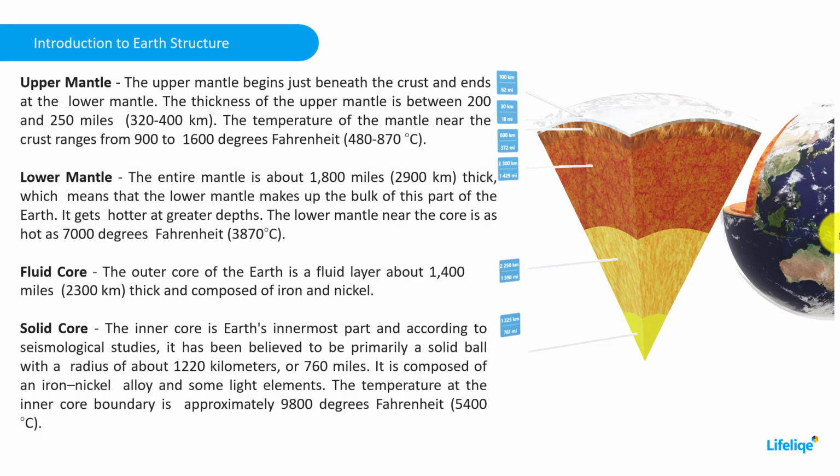But we know from seismological studies and other types of geological assessments that it has a radius of about 760 miles. It's composed of an iron nickel alloy with some other light elements, and the temperature is approximately 9,800 degrees Fahrenheit. So if you look up here, you can see the relative thickness of these layers shown in these blue boxes, and then again, this would just be a cross-section of the Earth removed, and then this is what it would hypothetically look like.